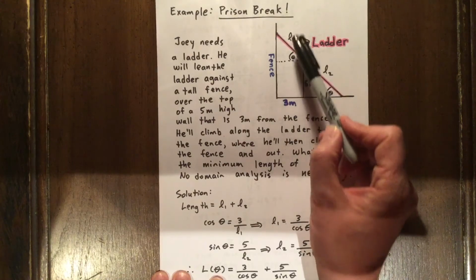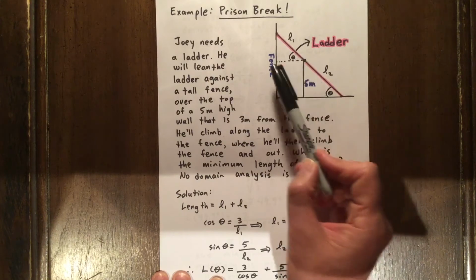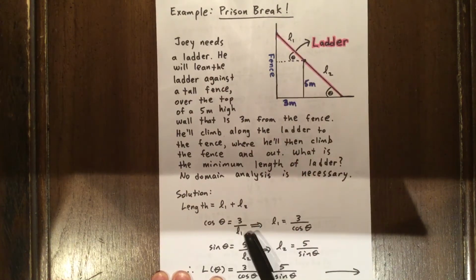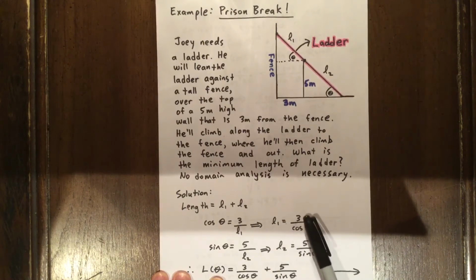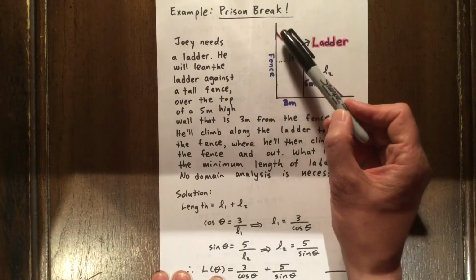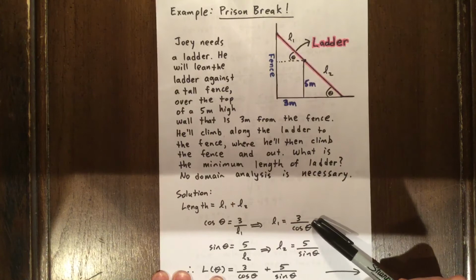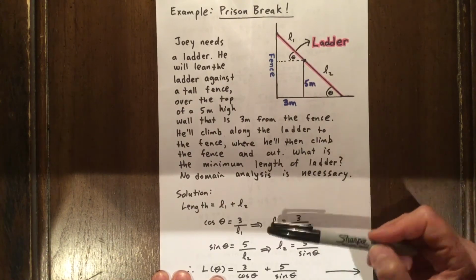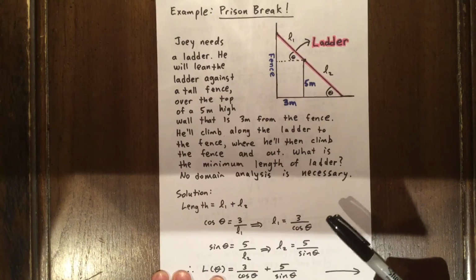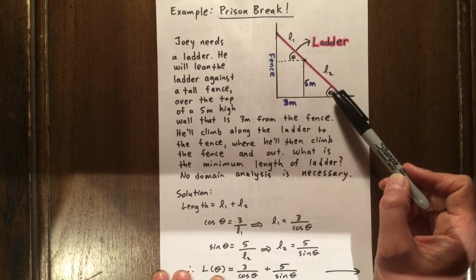Looking at L1, we can see that the cosine of theta is going to equal 3 over L1, which means that L1 is going to equal 3 over cos theta, doing a little simple rearranging. So the length of this part of the ladder is equal to 3 over cos theta. The length of this part of the ladder is going to be derived by similar trig manipulations.